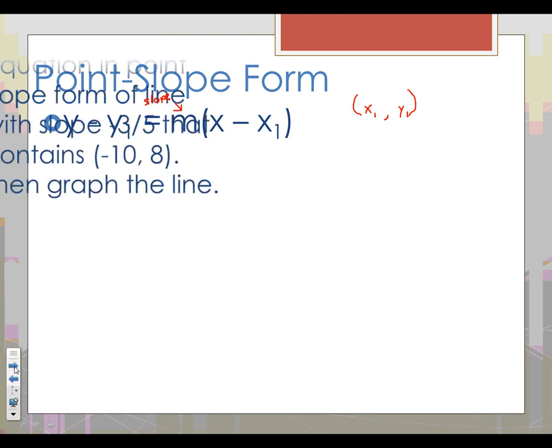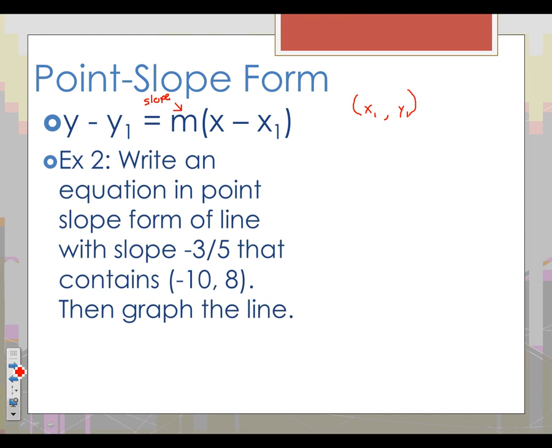So an example using this, pretty similar direction, but we're supposed to write an equation this time in point-slope form. A line with a slope of -3/5 that contains (-10, 8), and then we'll graph the line.